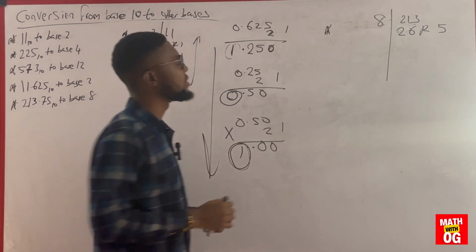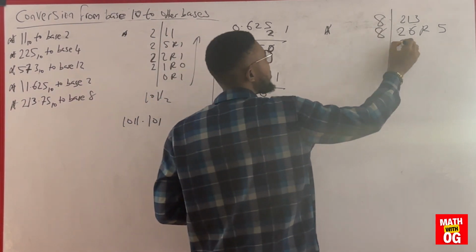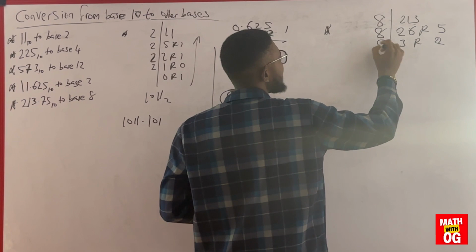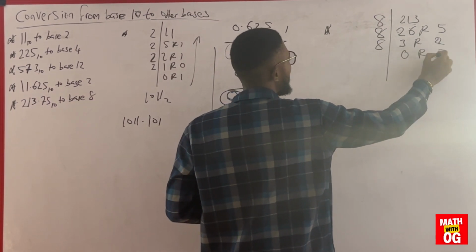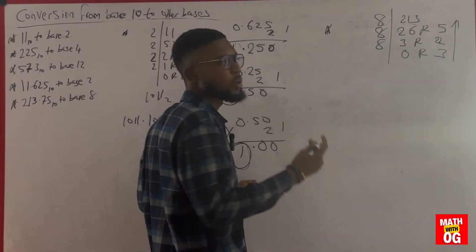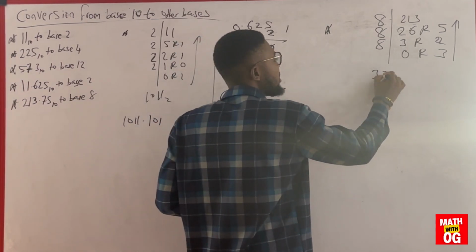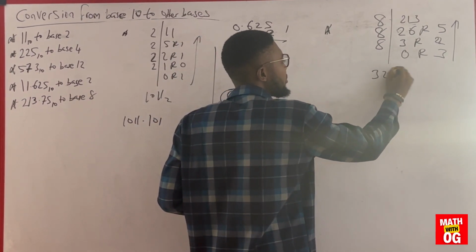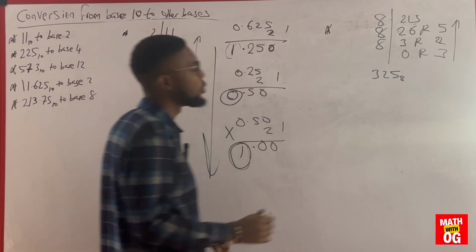Then we'll go again. 8 into 26. This is simply 3, which is 24, remainder 2. Then 8 into 3 is 0 remainder 3. So I have 325 base 8 for the whole number part. 325 base 8 for the whole number part.